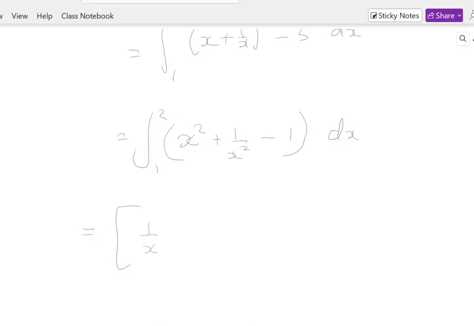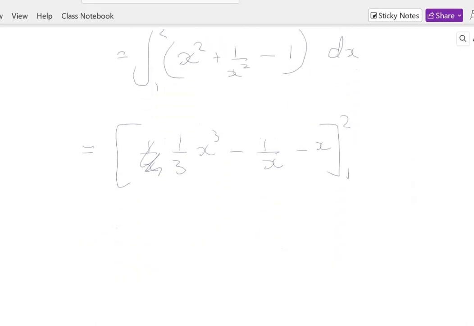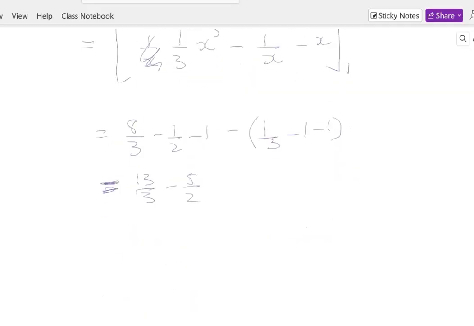That gives us 1/3 of x cubed minus 1 over x minus x, evaluated at 2 and 1. And when we clean all that up, we get 8/3 minus a half minus 1 minus 1/3 minus 1 minus 1, giving us a final answer for this one of, what did I get? 13/3 minus 5 over 2, which gives 11/6. Right, amazing. I actually got all 3 questions done before I ran out of time on the video.